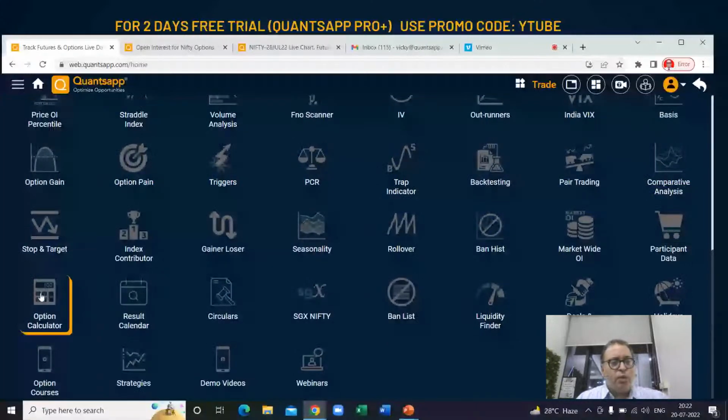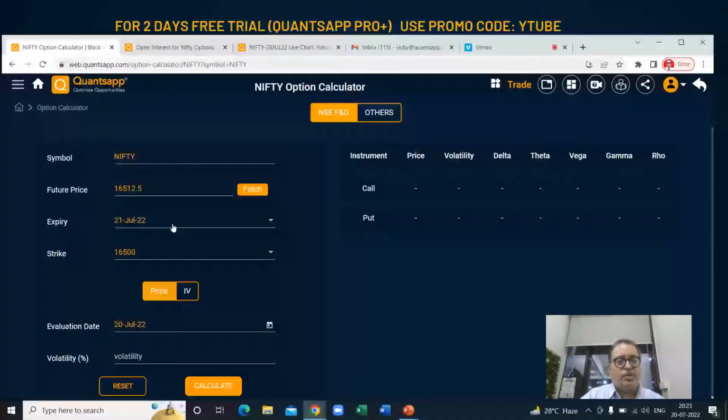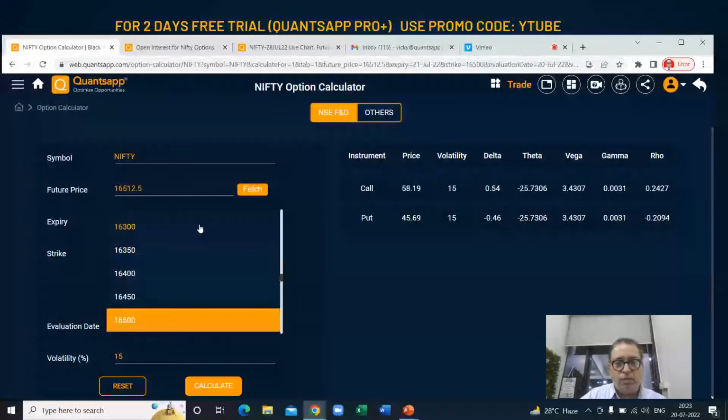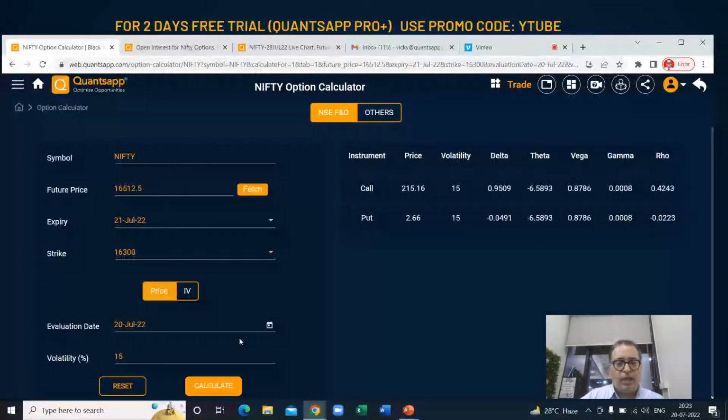Option calculator, which is the app tool here, clearly a data analytics tool. Now we were looking at gamma, and let's say the volatility is 16. Let's take an in the money option for call options. So we go in for 16,300 and calculate that. So you get the gamma which is lower, 0.008 clearly.